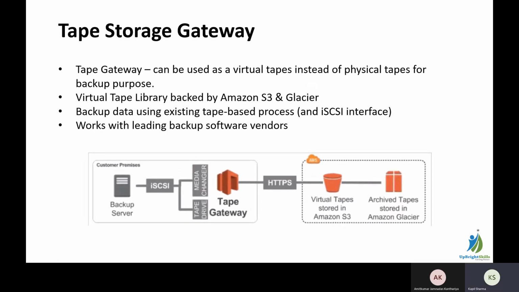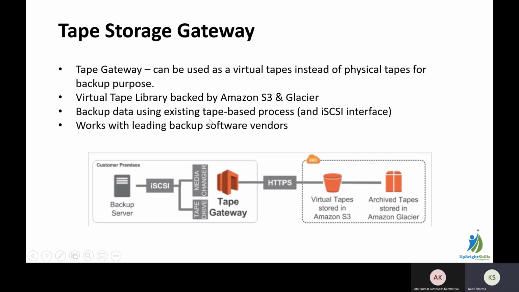Then there is a tape storage gateway. Tape storage is a virtual tape library. Tape gateway can be used as virtual tapes instead of physical tapes for backup purposes. So you can opt for any kind of backup solution, and then you can connect the tape gateway, which will be residing in your on-premises data center, and that tape gateway will communicate over HTTPS to virtual tapes stored in AWS S3, and archive tapes stored in Amazon Glacier.